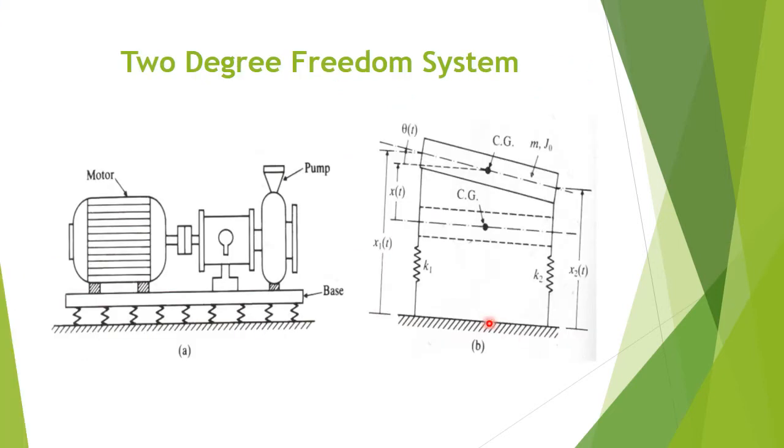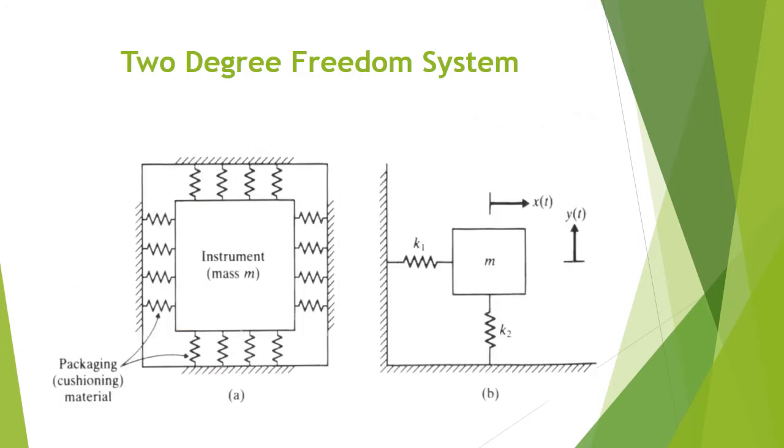A 2-degree system is a system which requires two parameters to describe the complete system. In this figure we can see that x and theta are the two parameters required to describe this system. In this figure we can see that k1 and k2 are two parameters given, and x and y are the two parameters required to describe the system.